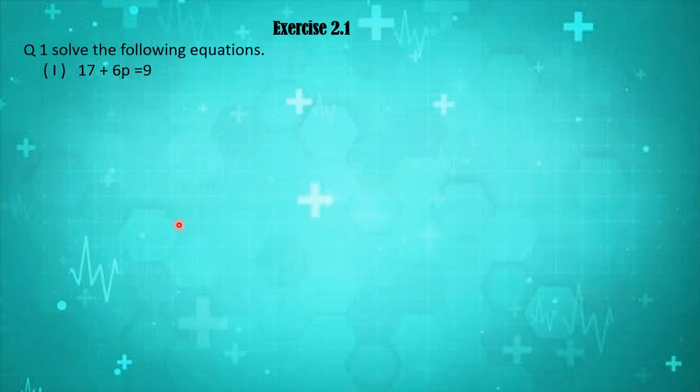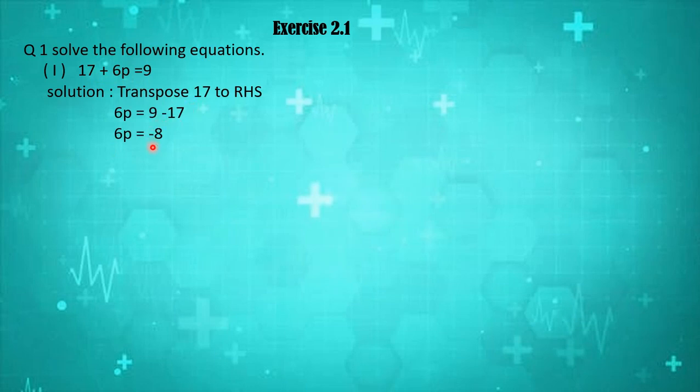So let's start exercise 2.1. We have to find the solution for the given equations. 17 plus 6p is equal to 9. In the left hand side we observe the variable is present, so whatever quantity is on this side we have to transpose to the right hand side. So it becomes 6p equal to 9 minus 17, and 6p equal to minus 8. Subtracting 17 from 9 we get minus 8, and dividing both sides by 6 we get p is minus 8 upon 6.